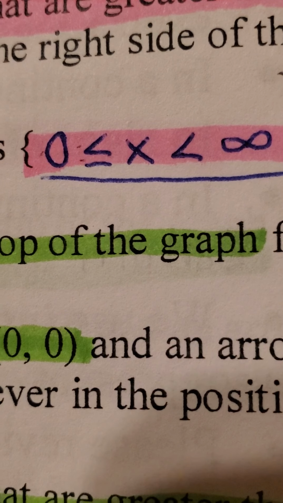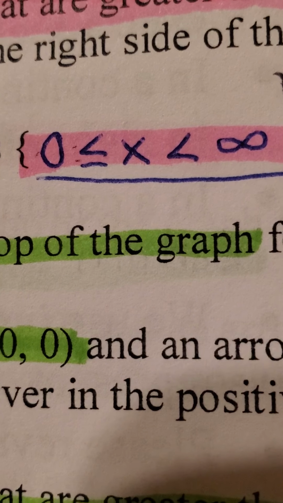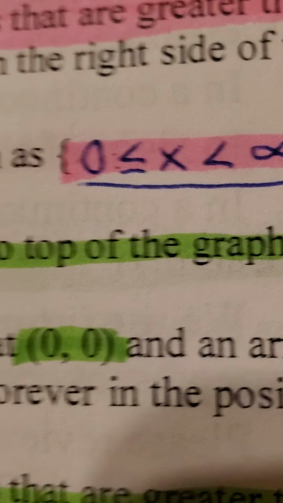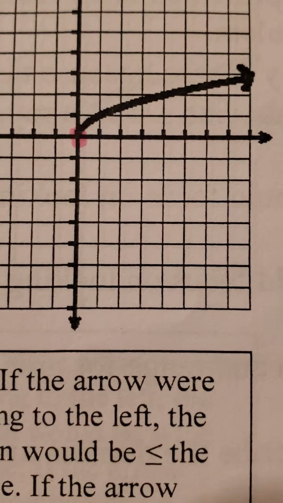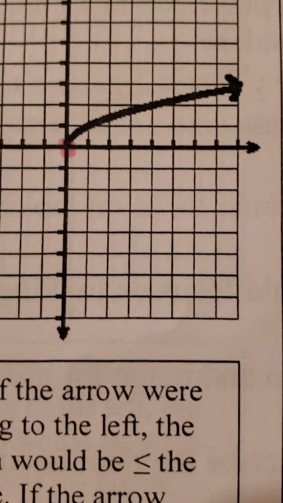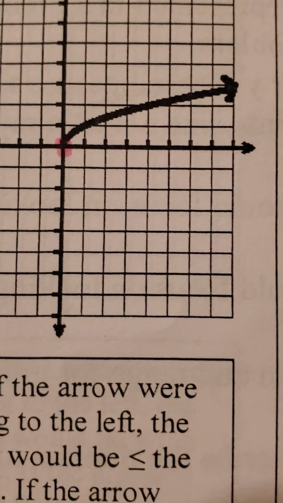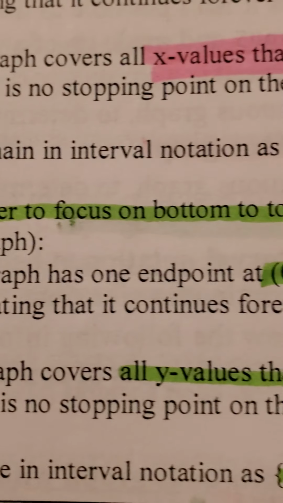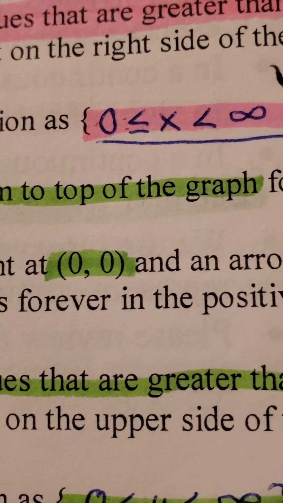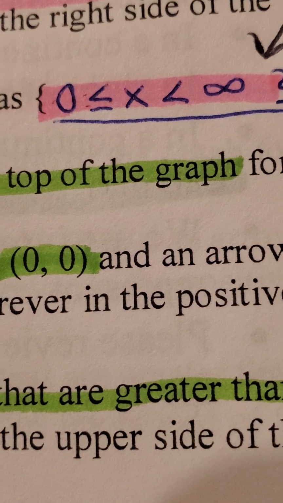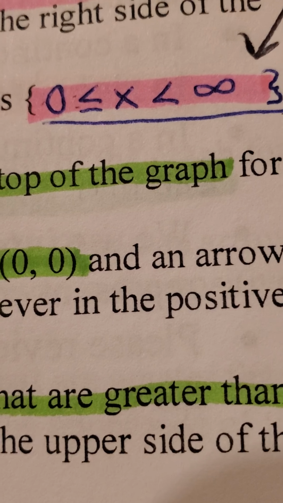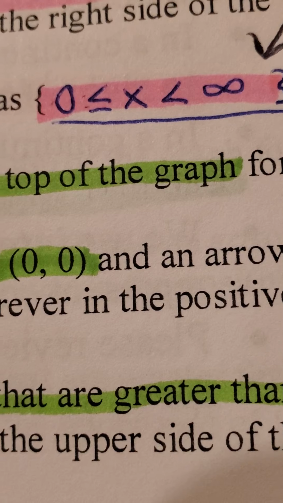And finally, this is a little bit weird, but it's less than infinity. Remember, this graph has the arrow to the right? The arrow to the right shows it's never going to stop. If you keep going further and further to the right, you're going to reach infinity. We put 0 less than or equal to x and less than infinity. It's always a less than symbol anytime you have infinity involved.